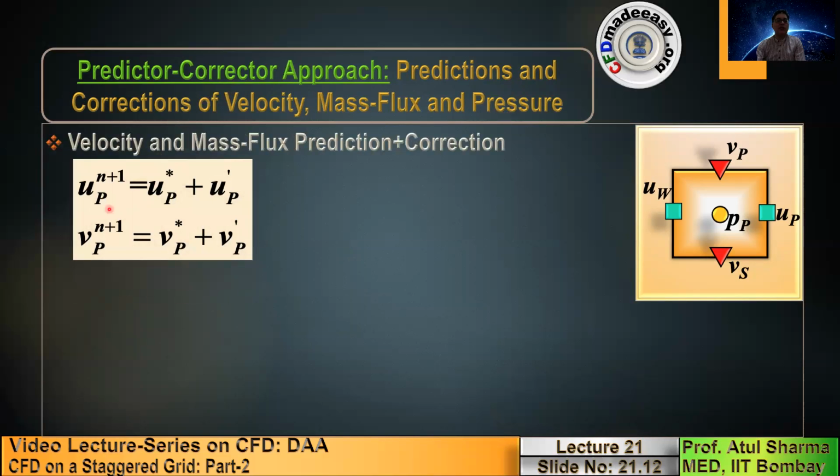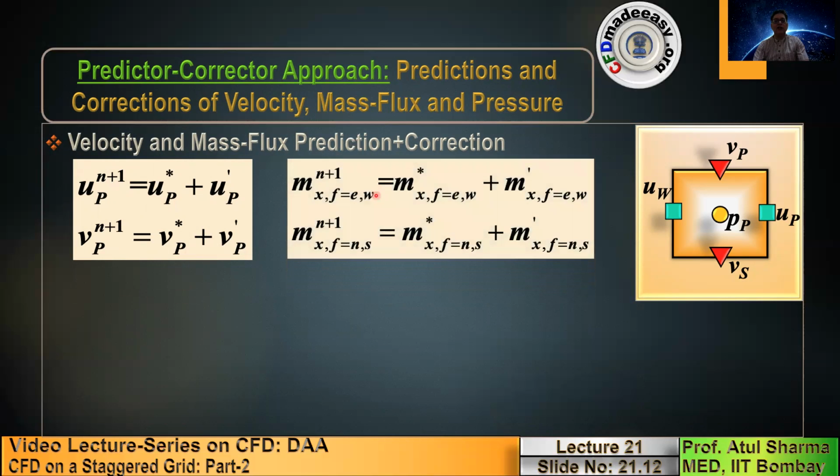So for velocity, the true value for the next time step is equal to the predicted value plus correction. This is for u, this is for v. Similarly, for mass fluxes, we'll have mx for the east and west vertical surfaces. The true value is equal to the star predicted value plus the prime correction value. So this is for the east and west, this is for north and south.